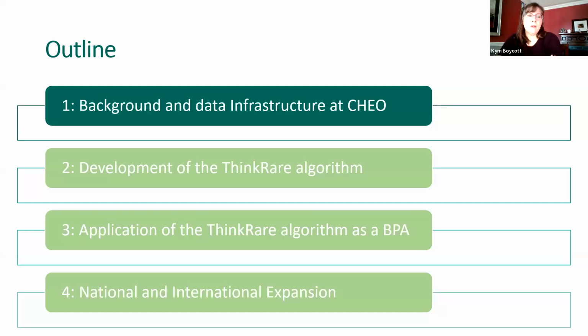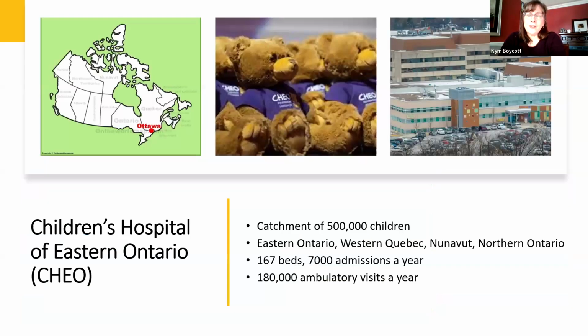So what I want to talk to you about today, though, is how we took a bit of a different approach to this. So I'll talk about these 4 things. I'll start with the background and data infrastructure at my institution in Ottawa called CHEO. So first of all, this is CHEO. You can see on the very far right, that's a photo of CHEO, and I picked this one off the internet because it shows that there are no leaves and some snow on the ground, so it very much reflects today. And over on the left, you can see where Ottawa is in Canada.